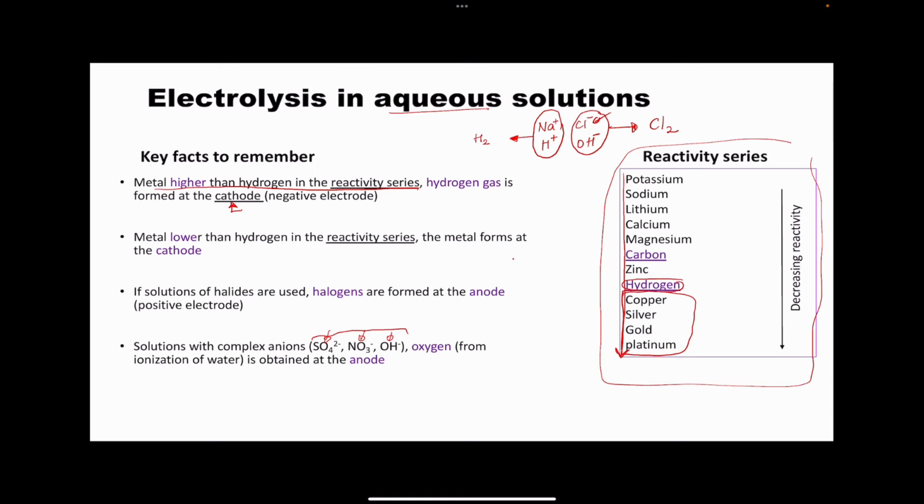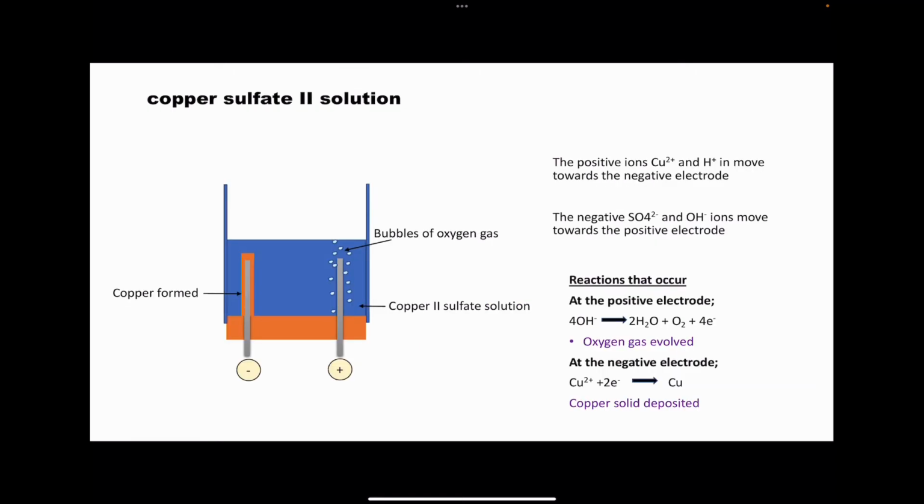So let's move on. We're going to look at the example of copper(II) sulfate solution. Remember, in copper(II) sulfate solution, we'll have Cu2+, we'll have SO4 2-, and then we'll have H+, and of course, we're going to have OH-.